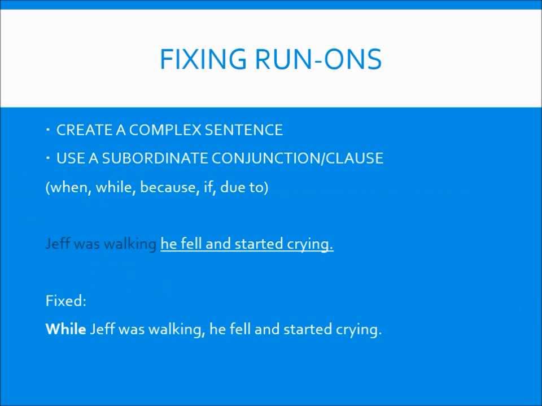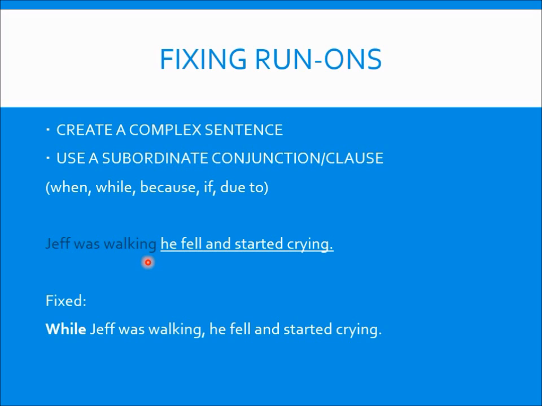All right, another way that you might want to fix a run-on sentence is to create a complex sentence. And we learned a complex sentence means that we're going to use, can you remember which kind of conjunction? A subordinate conjunction. All right, words like when and while, because, if, due to, and so. We can use these to help us fix a run-on sentence. Look at this example. Jeff was walking, he fell and started crying. Well, how many sentences do we have? Let's count. Jeff was walking. First sentence. He fell and started crying. Second sentence. Well, there's nothing between here, no punctuation, so this is a fused run-on sentence.